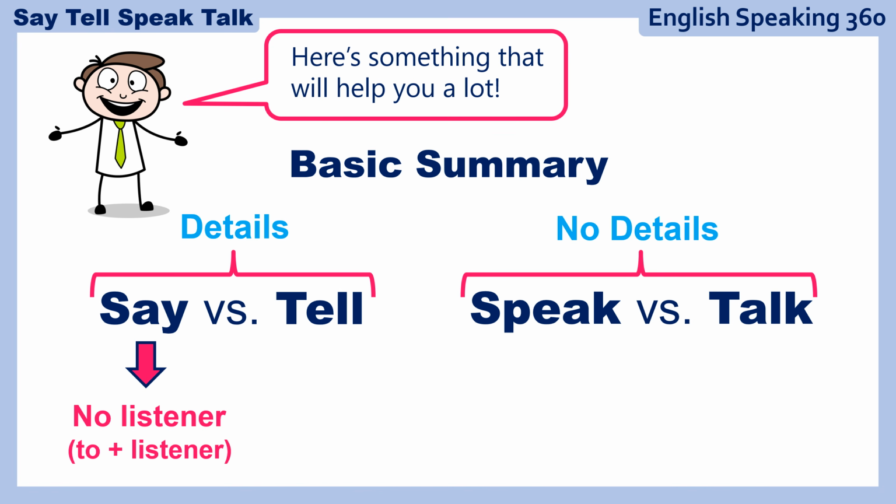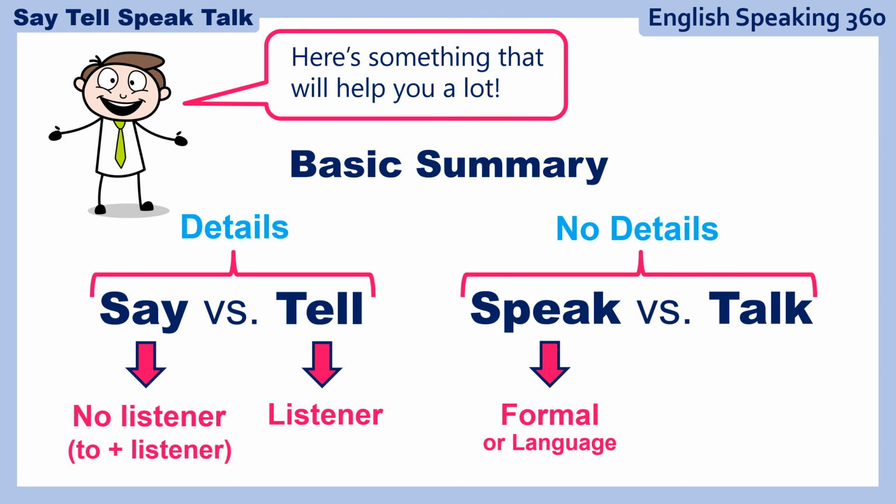Say, there is no listener. If there is a listener, you need to add "to" in front of it. Tell, there is usually a listener. You must have it. Speak, it's formal or a language, and talk is casual. So this is the basic summary. If I were you, I would take a screenshot of this because it's the most important.